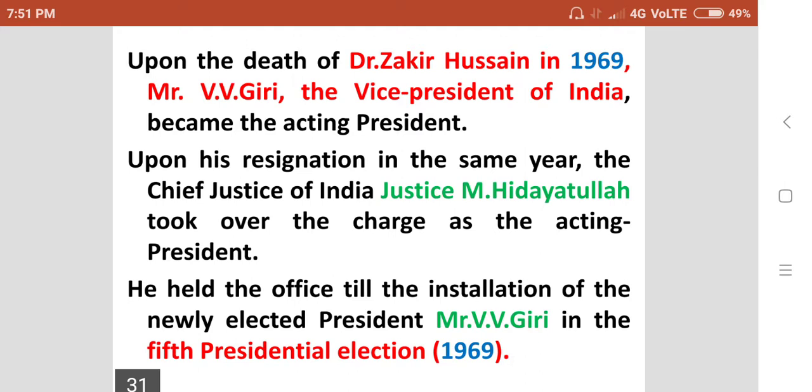because the then Vice President V.V. Giri contested the election for the post of the President and became the President. Therefore, he resigned from the post of the acting President. So then the Chief Justice of India took over the charge of the acting President. So he held office till the installation of the newly elected President, Mr. V.V. Giri, in the fifth presidential election in 1969.